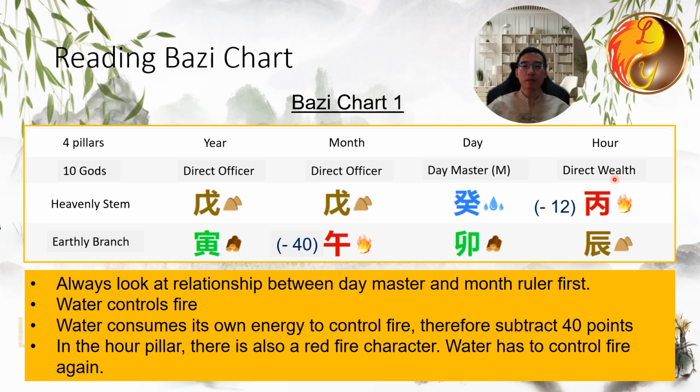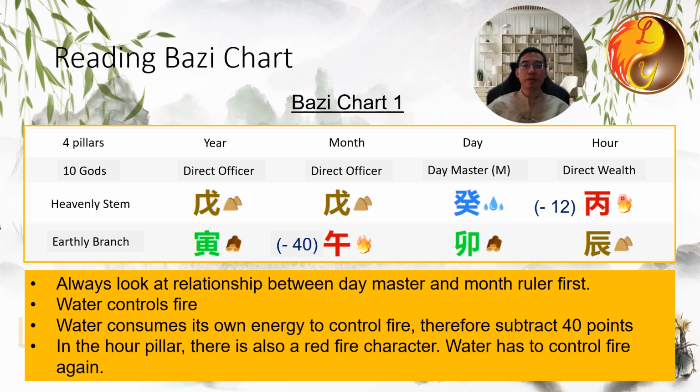In the hour pillar, there is also a red fire character. Water has to control fire again, which further consumes its energy. You don't have to look further, just these two factors are enough. The 40 points subtracted due to the month ruler and any additional elements that consume water will mean this person has a weak day master.